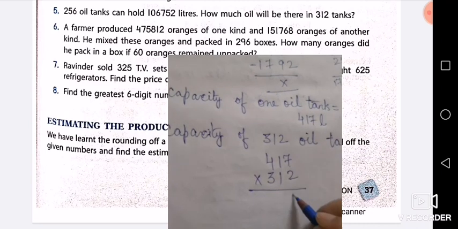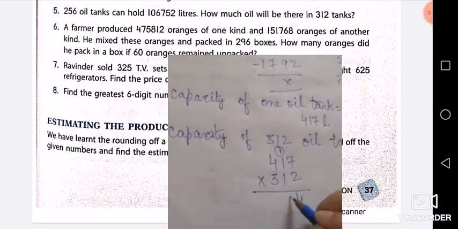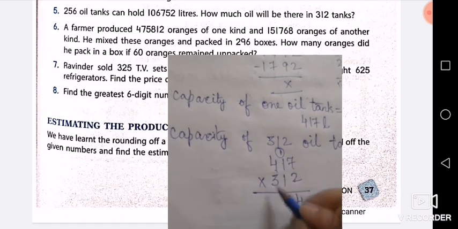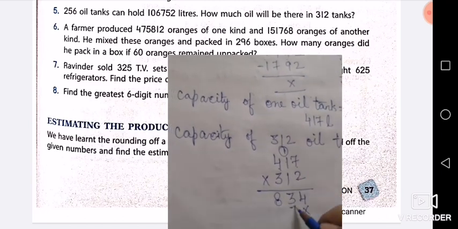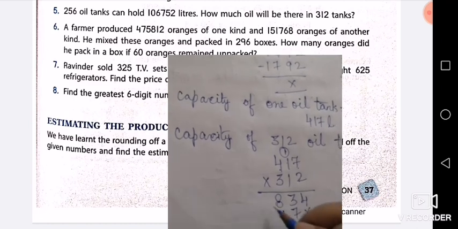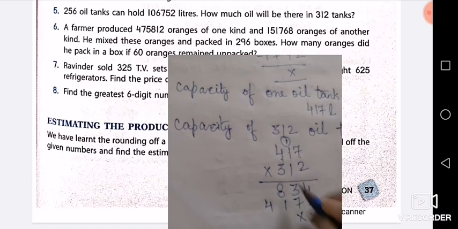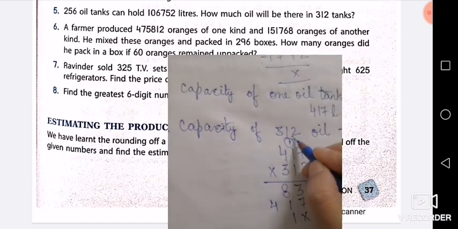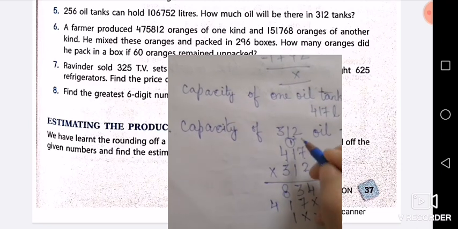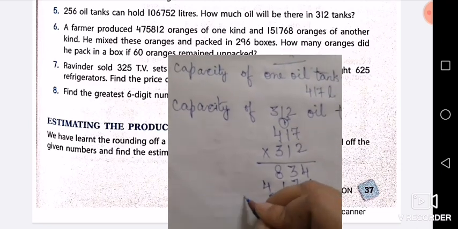2 7s are 14, 1, 2 1s are 2, 3, 2 4s are 8. Now the next number is 1, 1 7 is 7, 1 1 is 1, 1 4 is 4. Now the next is 3. 3 7s are 21, 1 2 we will write here. 3 1s are 3, 4 5. And then 3 4s are 12.